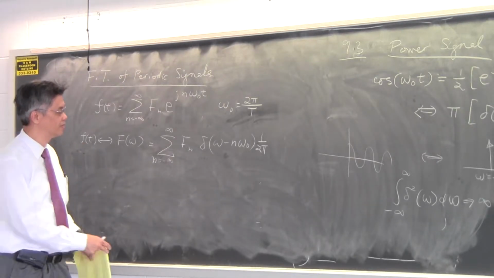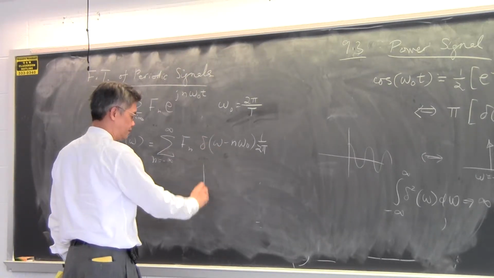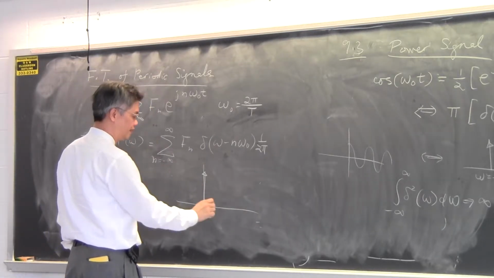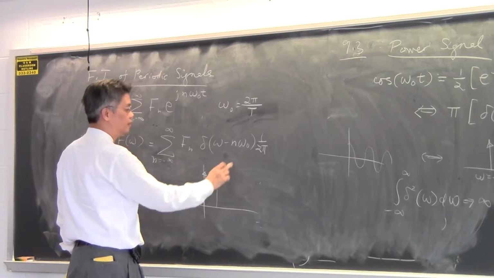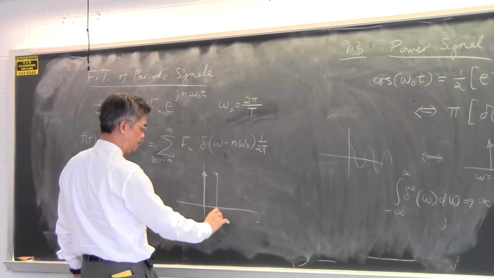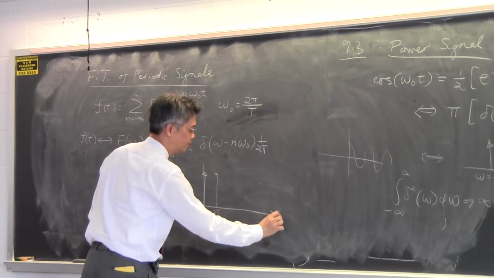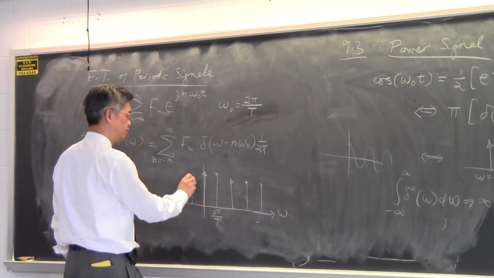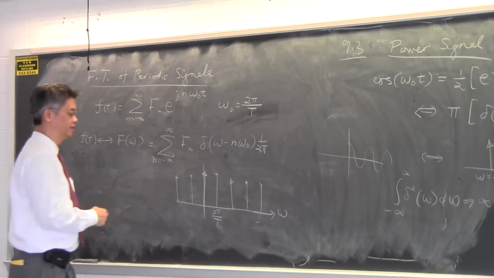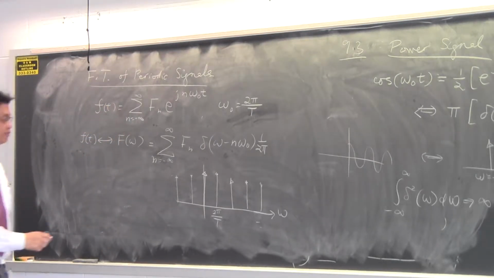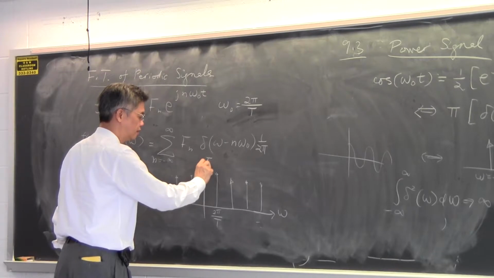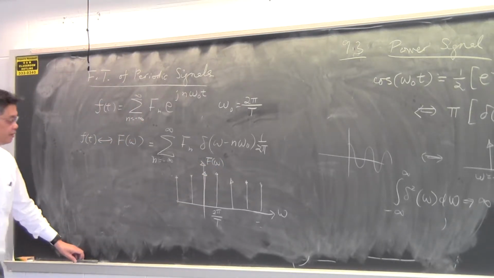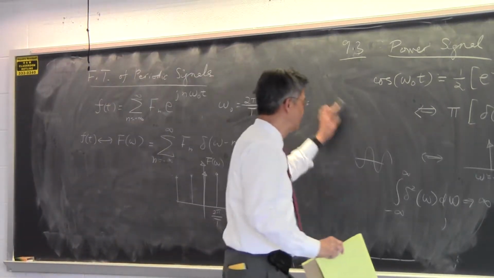Where are these impulses located? There's one at n equal to 0, there's one at n equal to 1, omega naught, which is 2 pi over T, and this is omega. You will have all these things with different amplitudes. So F of omega looks like sums of impulses. So this is one thing that you have to know.